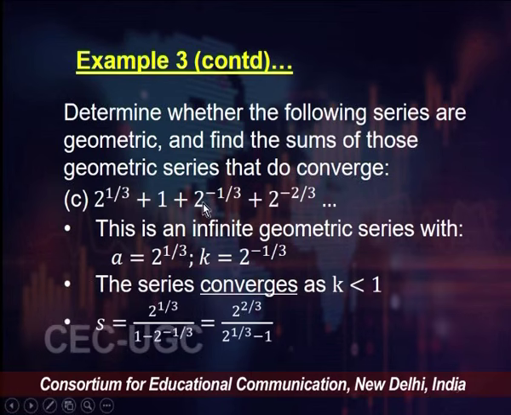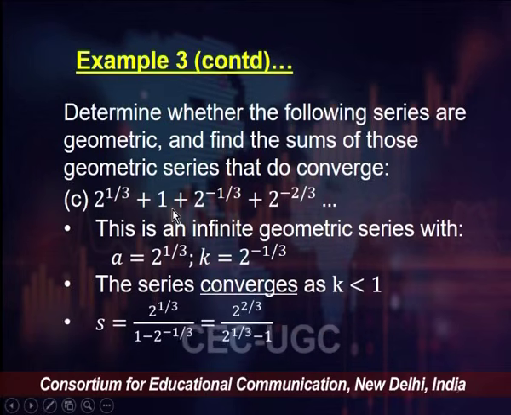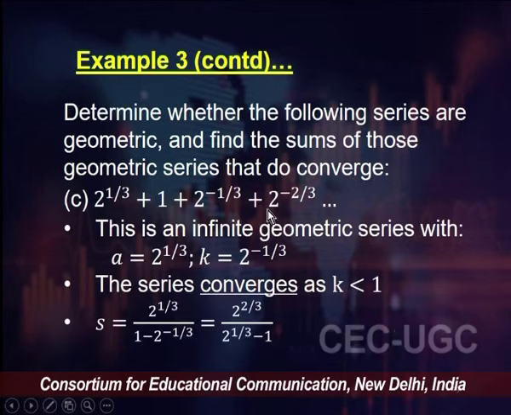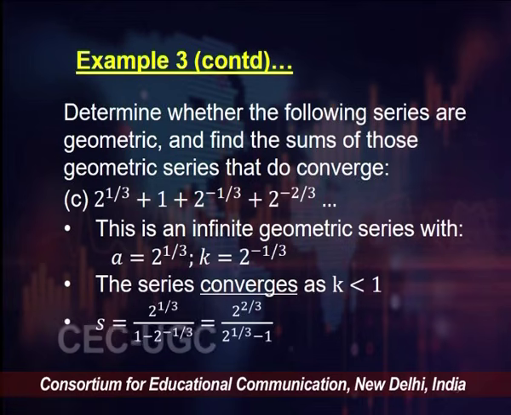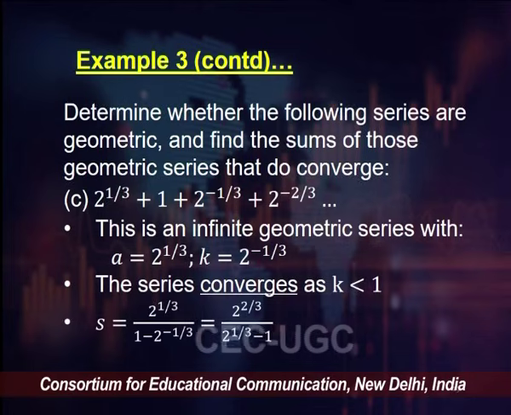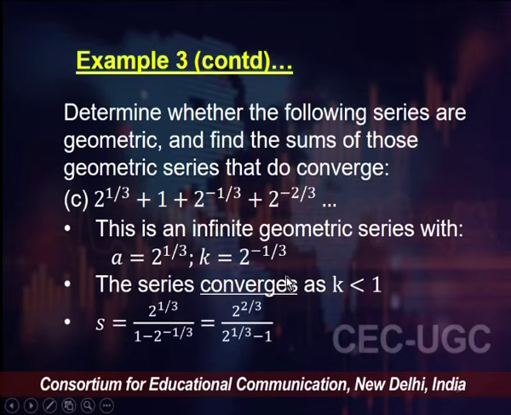Similarly, 2 to the power minus 1 by 3 divided by 1 is 2 to the power minus 1 by 3. So, we have checked it, and here also 2 to the power minus 2 by 3 divided by 2 to the power minus 1 by 3 is 2 to the power minus 1 by 3. So, the quotient here is 2 to the power minus 1 by 3.